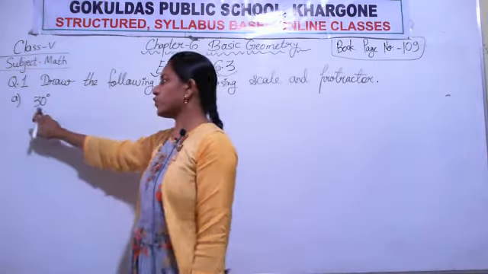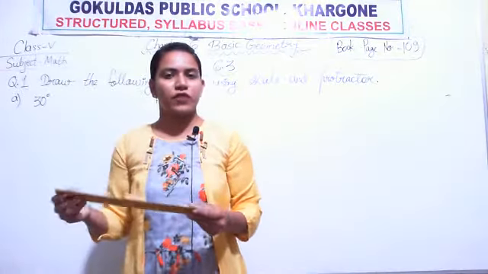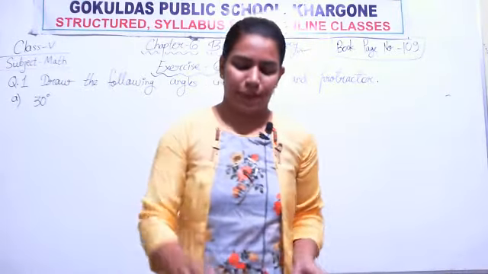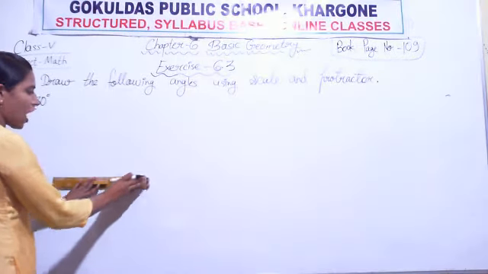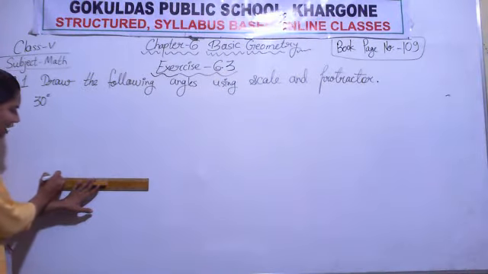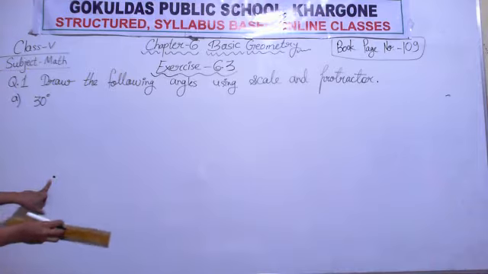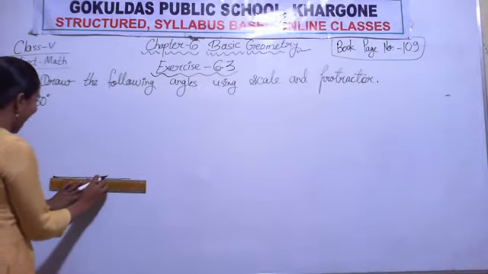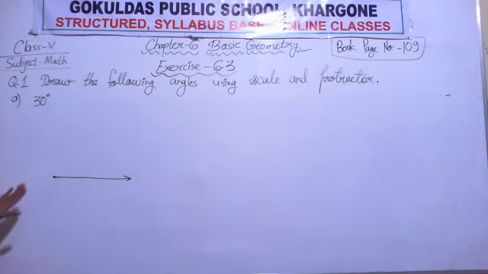By using scale, you need to draw 30 degree. It is your task. To draw, there are two steps to follow. Step 1, draw a ray of any length. You know what a ray is? Ray has one end point and at the other point we can extend it. So this is how a ray looks.